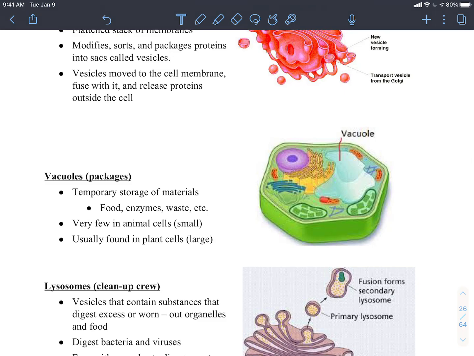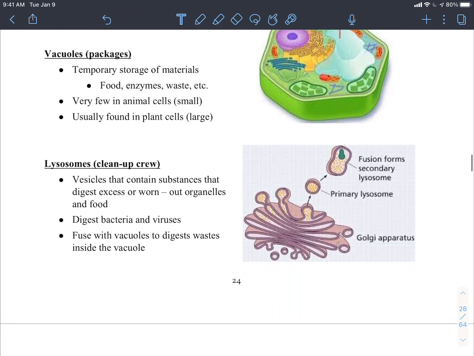Vacuoles are places where there is temporary storage of materials. We have very few in an animal cell. The animal cells use and interact with chemicals in a different way, but vacuoles in plant cells are very important for storing water, as water is part of the photosynthesis process. So we need lots and lots of water to keep those cells functioning.